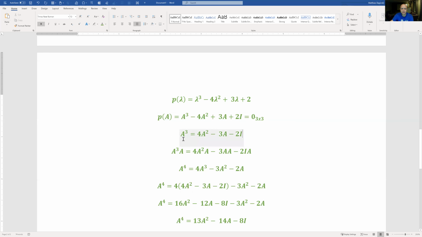What I'm going to do now is multiply each one of these terms on the right by A. So multiplying A cubed by A leaves A to the 4th power.